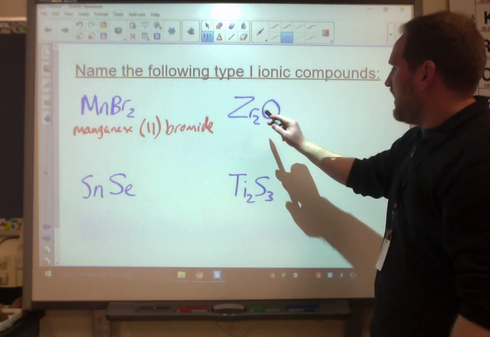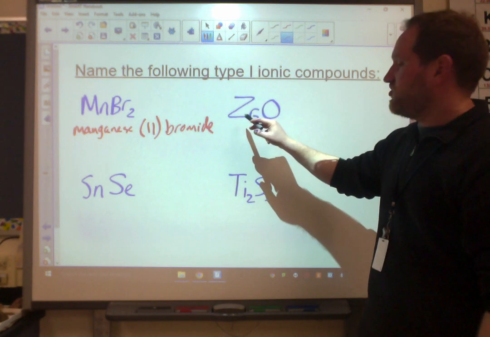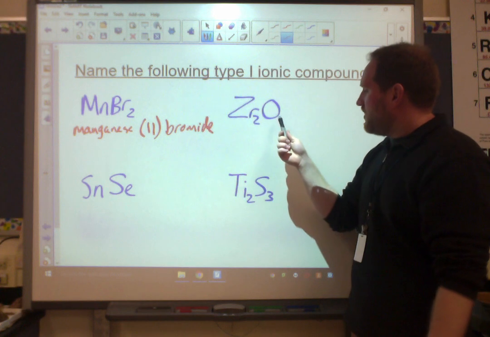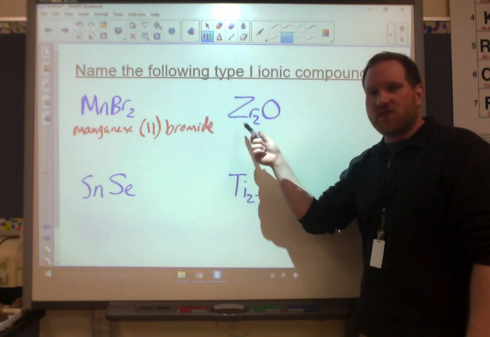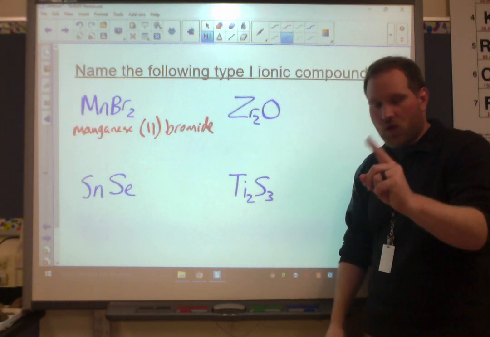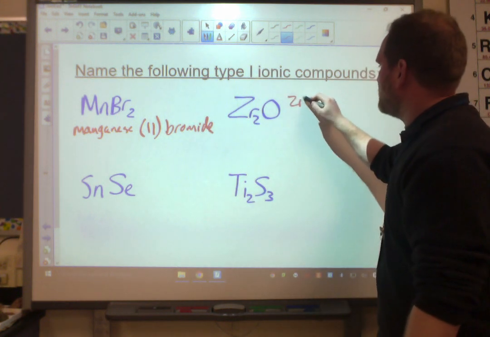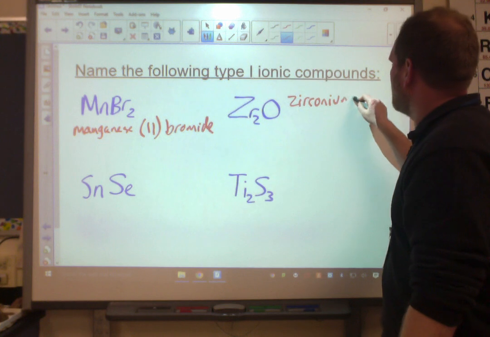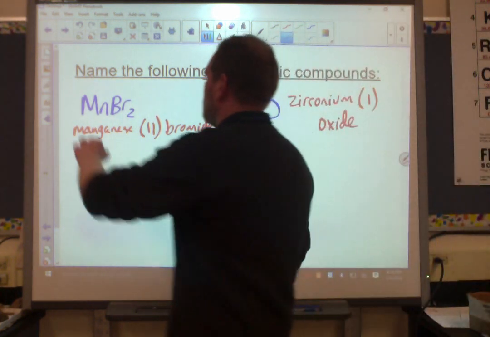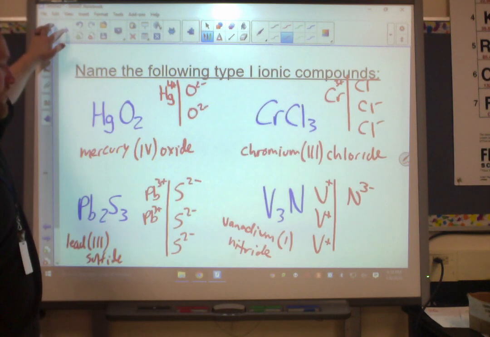Zr2O. I don't know zirconium's charge, but I do know oxygen's charge, which is 2 minus. If I have 2 zirconiums that balance out 1 oxygen, each of those zirconiums must have a charge of 1 plus. So this is going to be zirconium(1) oxide.